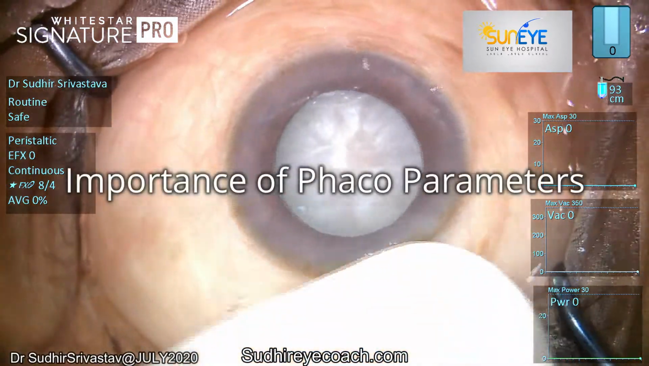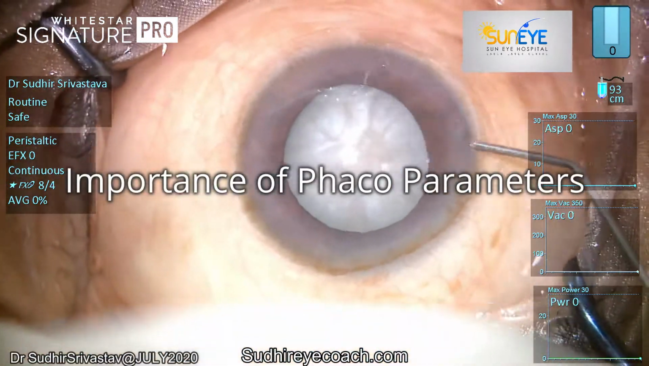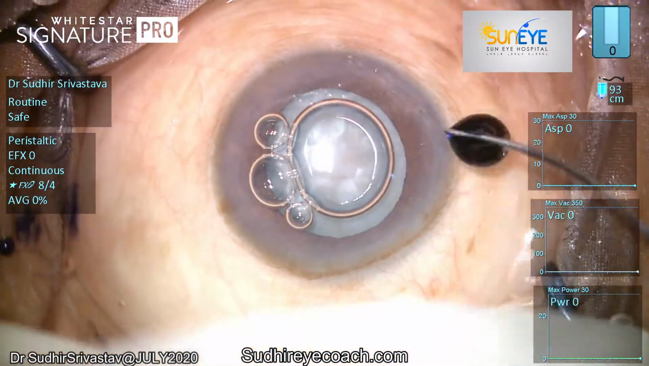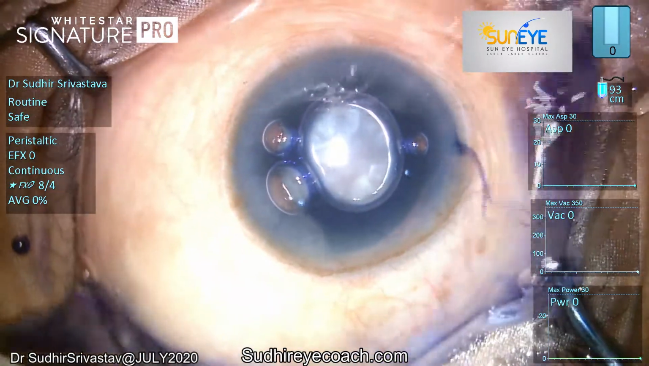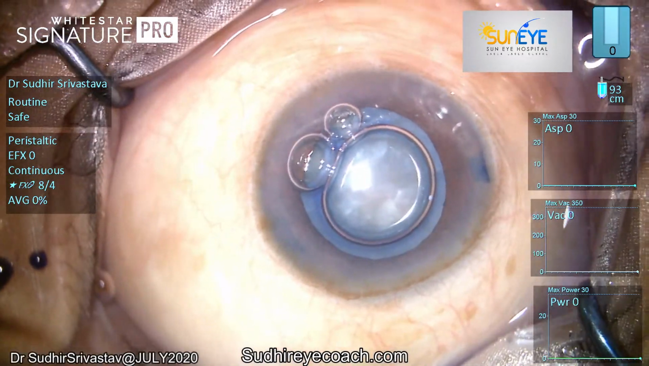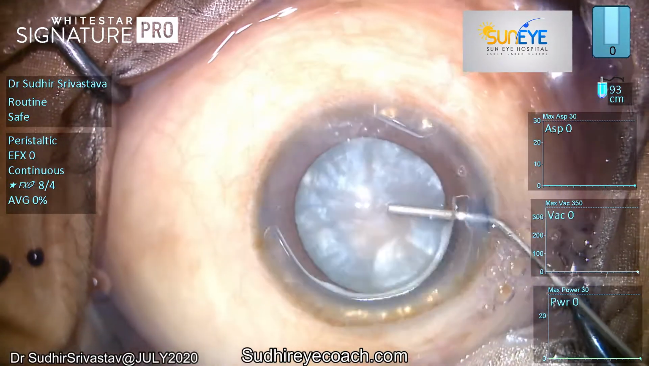Hello everyone. The COVID pandemic has not only had a huge impact on the world's economy, but it has also put a lot of stress on the health industry. Patients have delayed surgeries for fear of catching infection while visiting hospitals.